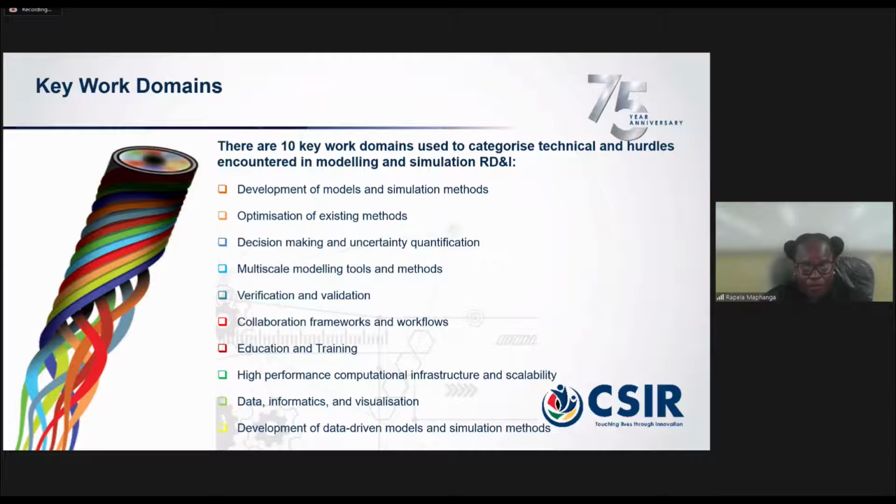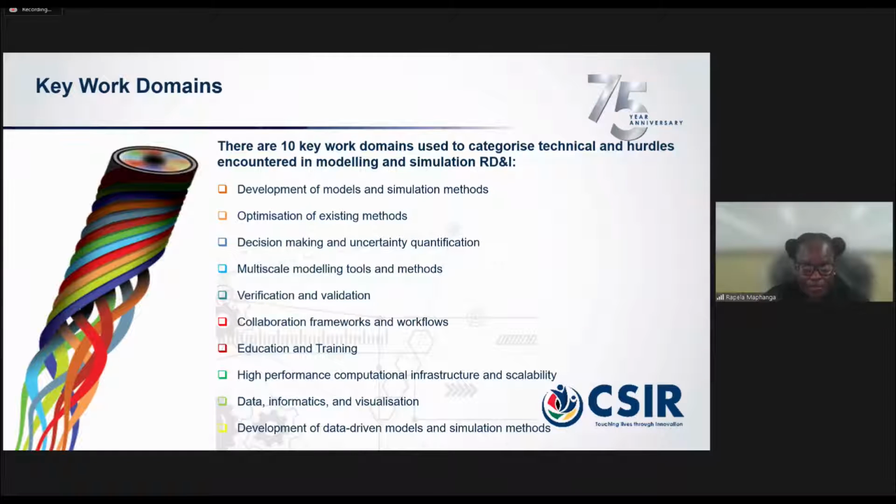Then we proposed a program on decision making and uncertainty quantification. The next one on multi-scale, multi-phenomena modeling, where we develop models and methods. Then there's also ideas around verification and validation, collaboration frameworks and workflows, and most importantly, education and training, because without the workforce, all these other programs cannot function. So education and training plays a very important role, I think, compared to the other programs. So hence it appears here.